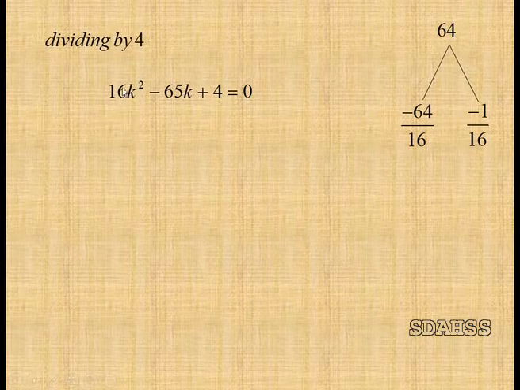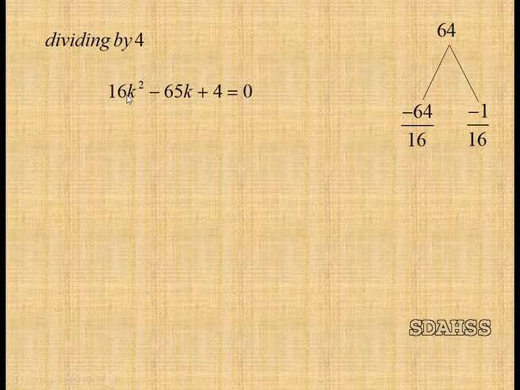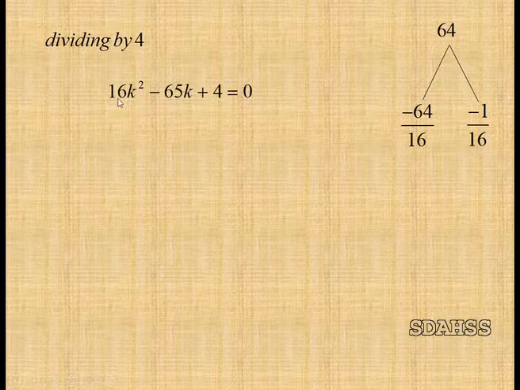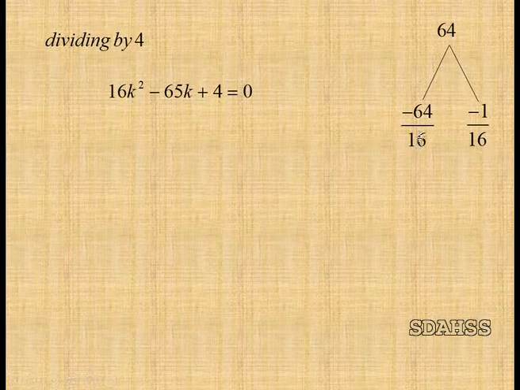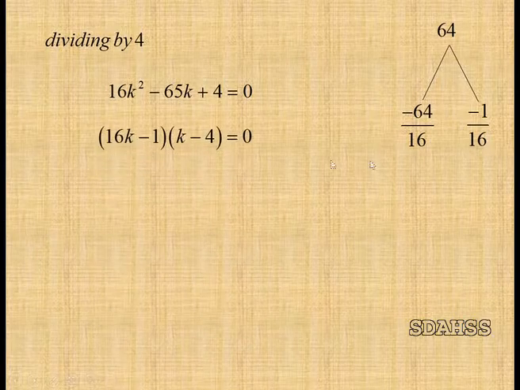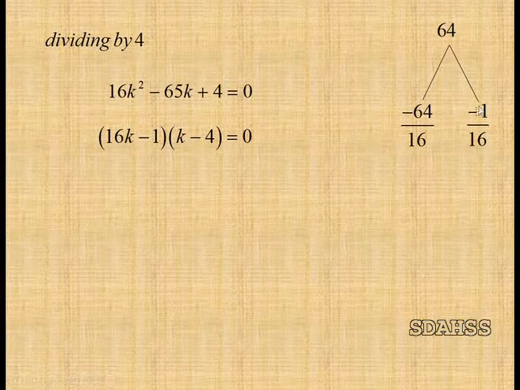And then divide by the coefficient of k². Here the coefficient of k² is 16, so divide by 16. Now cancel the numerator and denominator by 16. So this can be written as (16k − 1)(k − 4) = 0.